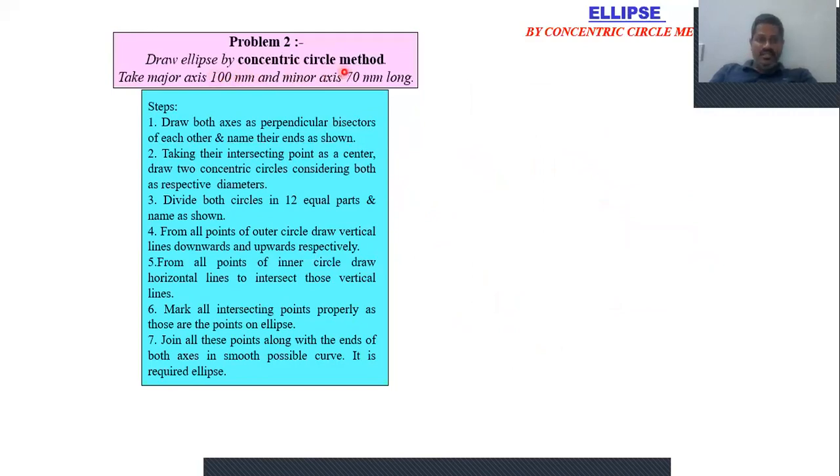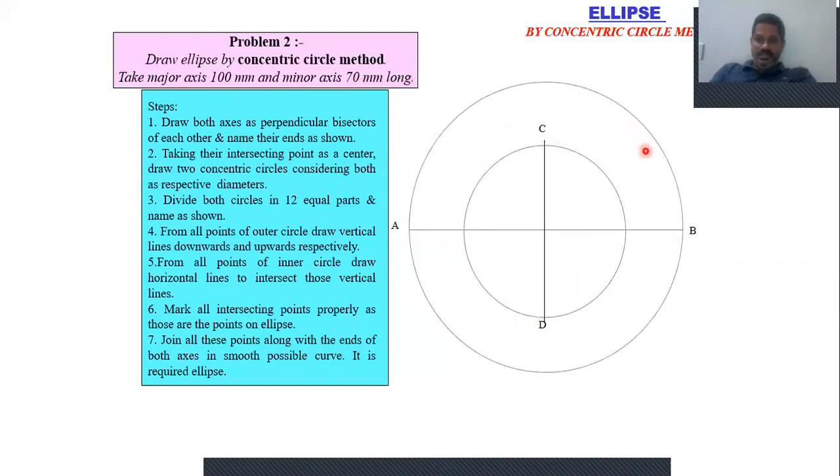Draw an ellipse by concentric circles method, taking major axis 100 and minor axis 70 mm. Okay. So now draw the two perpendicular bisectors with 100 mm and 70 mm. Name those bisectors as AB and CD. Major axis is AB, minor axis is CD. Then draw the two concentric circles by taking major axis and minor axis as diameters. Okay, so this is your minor axis length, that is 70 mm diameter, and major axis is 100 as diameter.